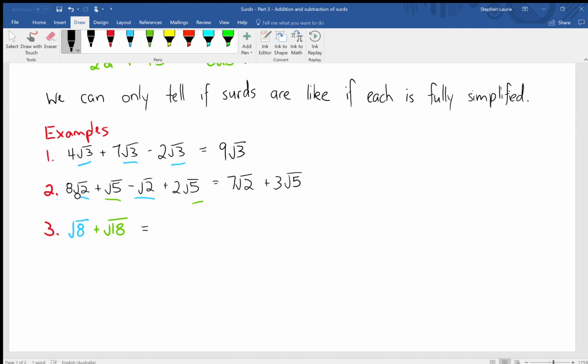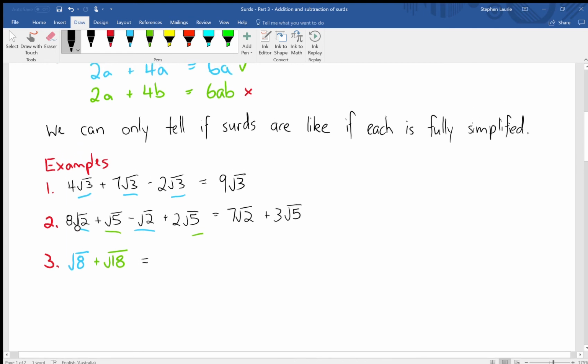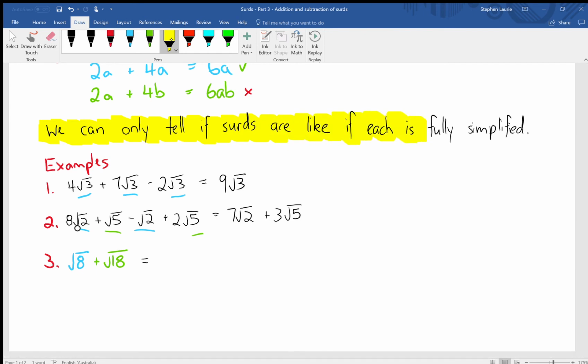Now, like we just wrote above, we can only tell if surds are like if each is fully simplified. Now, are either of these surds simplified? No, they're not. They're not fully simplified. So that's what we need to do first.